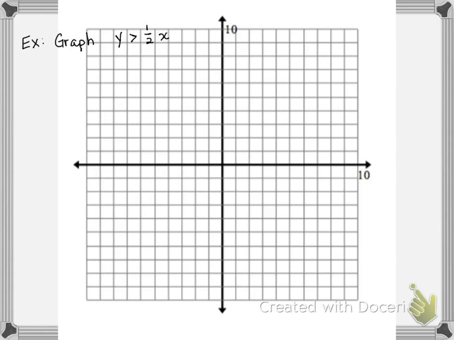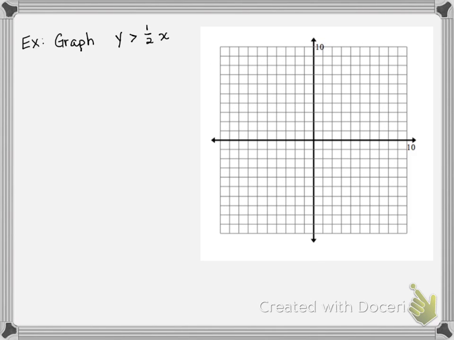Okay. Let's do one example where we can't use 0, 0, just so that we practice one of them. So when you get to one, it doesn't trip you up. Let's graph y is greater than 1/2 x. So we'll start with graphing our boundary line.